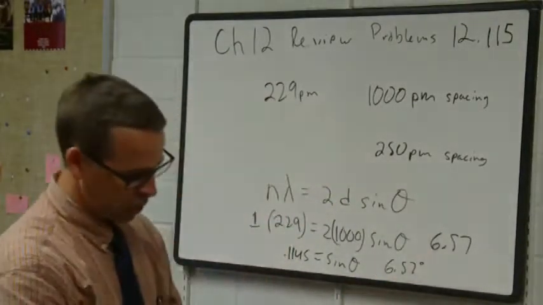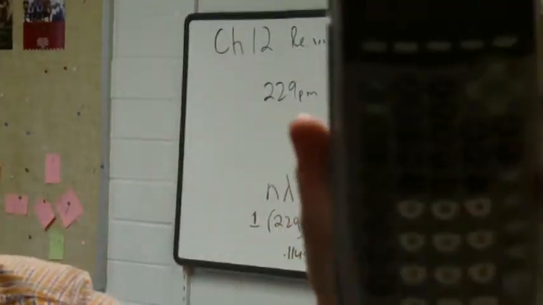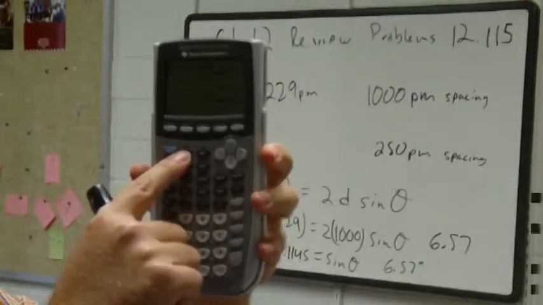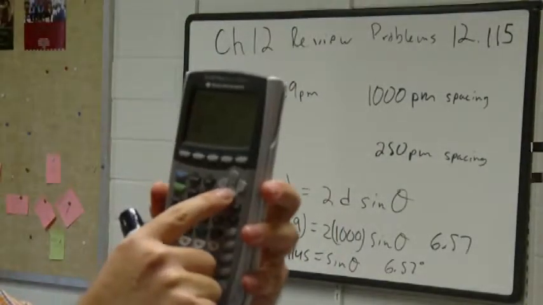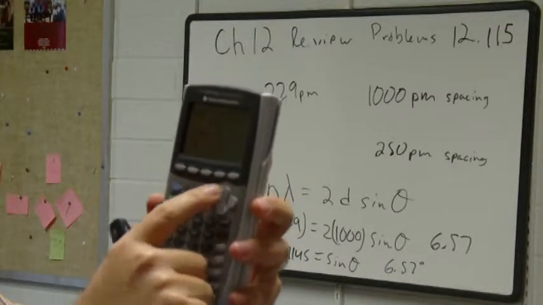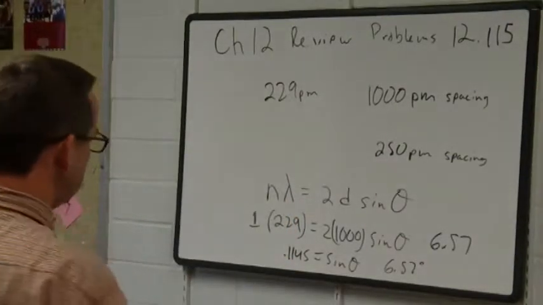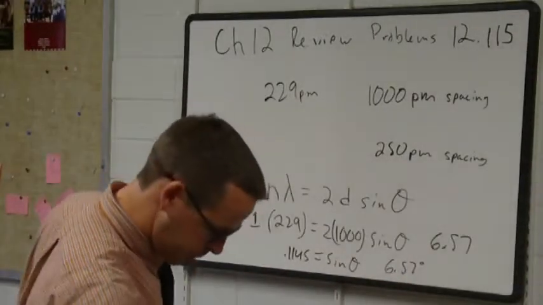And again, if you want to use this calculator here, you have to go into your mode. So you click mode there, and you have to go down twice, to radians, and you have to move that radians over to degrees. All right, and then you quit, so that when you take the inverse sine of something, it'll give it to you in degrees and not in radians.